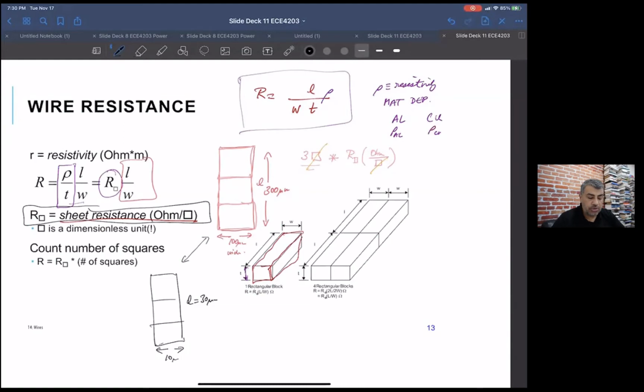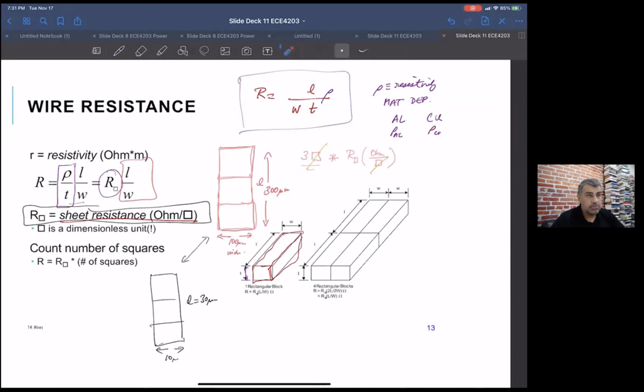So it confuses everybody, but basically you're creating this parameter called sheet resistance, which is the resistivity of a line of a certain thickness of a certain material. And then you can just multiply that by length over width to get the resistance. Any questions about that?